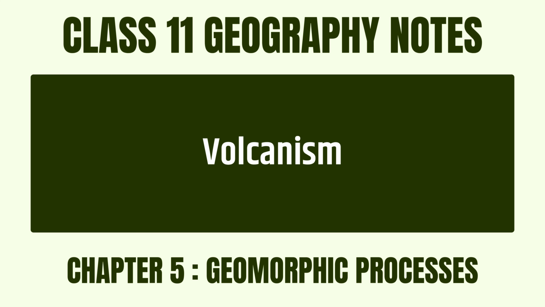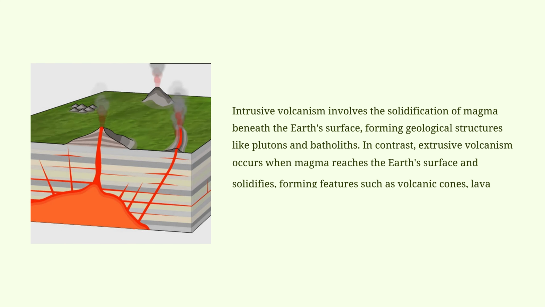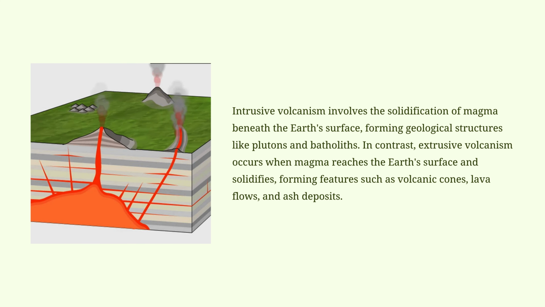Now, let's learn about volcanism. Volcanism refers to the process involving the movement of molten rock, or magma, toward or onto the Earth's surface. This leads to the formation of various volcanic features. The process includes both intrusive and extrusive volcanic forms. Intrusive volcanism occurs when magma solidifies beneath the Earth's surface, forming geological structures like plutons and batholiths. On the other hand, extrusive volcanism happens when magma reaches the Earth's surface and solidifies, creating features like volcanic cones, lava flows, and ash deposits.